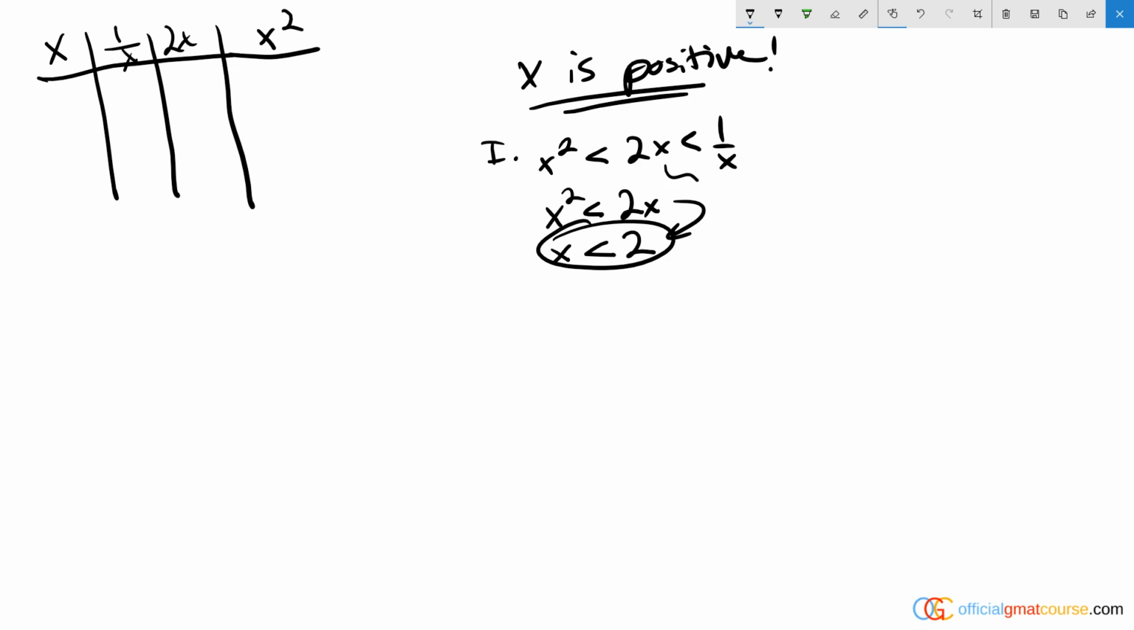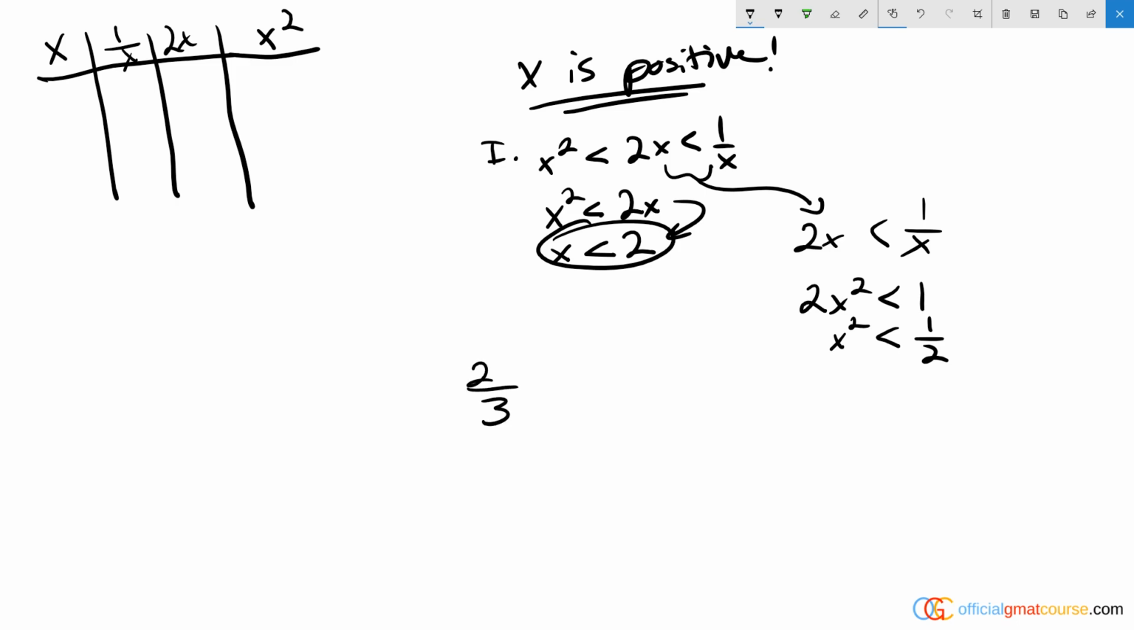Now, how about evaluating the second part of the statement? How would this be true? I want to make sure that they're not contradictory to each other, that it's actually possible for all of this to happen simultaneously. So this reorganized would be 2x is less than 1/x, so 2x squared is less than 1, and x squared is less than 1/2. And basically, in order for x squared to be less than 1/2, I'm just going to take a random fraction, not so random. I'm thinking about this in advance, actually.